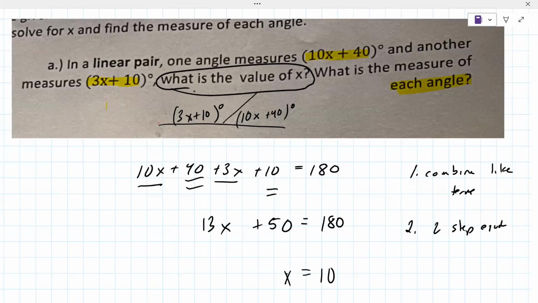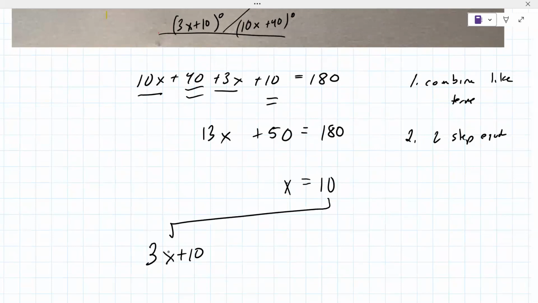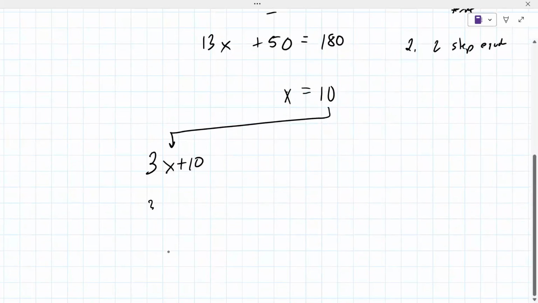Do you add them or multiply when you do it? Let's take the first one, 3x plus 10. What is the math operation between the 3 and the x? Multiplication. So when you substitute that number in, you're still multiplying. 3 times 10 plus 10. And sometimes it helps to say it out loud. So 40, one side is 40.